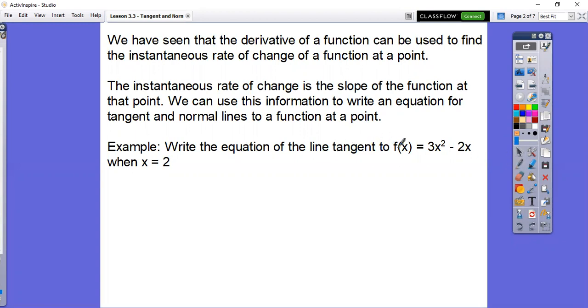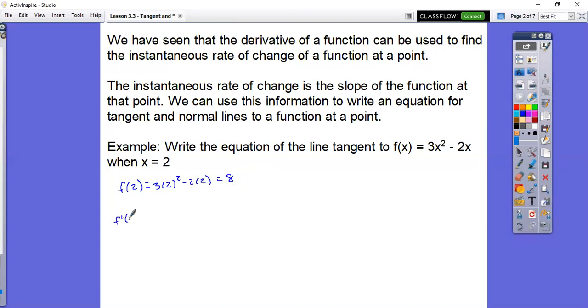If I have the function f of x equals 3x squared minus 2x, and I want to write the equation of the line tangent to it when x equals 2, first I can find f of 2. So f of 2 would be 3 times 2 squared minus 2 times 2. This would be 4 times 3, which is 12, minus 4. So this would be 8. So I know that f of 2 is equal to 8.